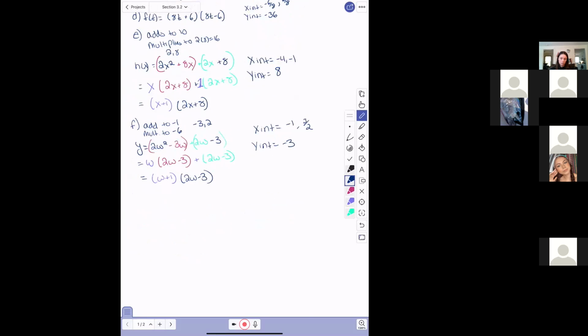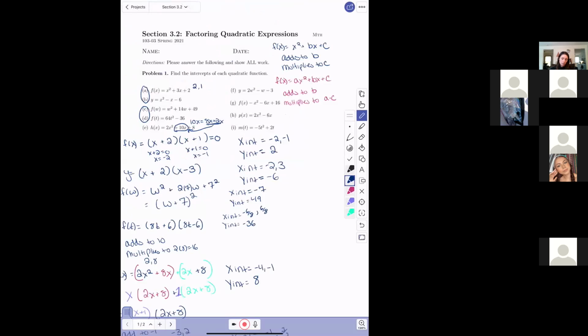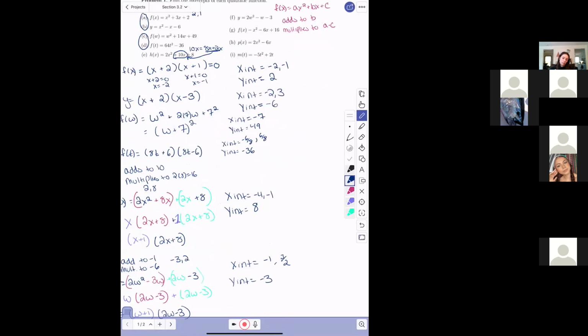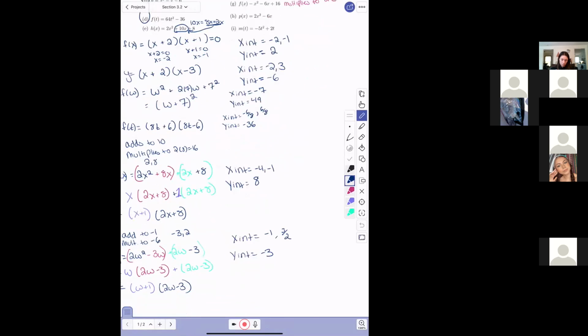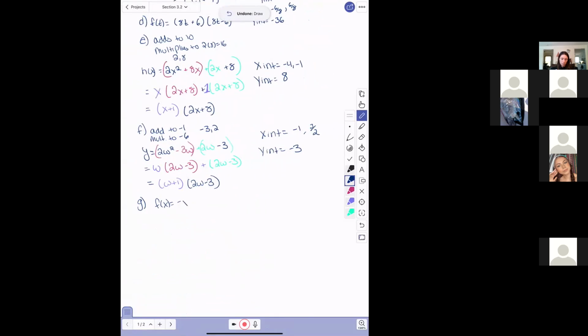Next, we'll move on to problem G, which is f of x equals -x squared minus 6x minus 16. It's plus 16. Oh, plus 16. So -x squared minus 6x plus 16. Thank you. All right.